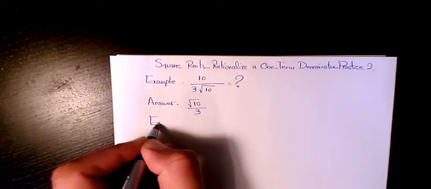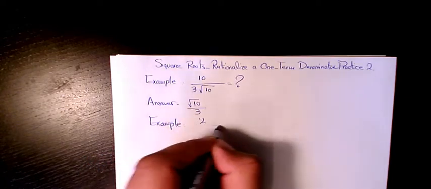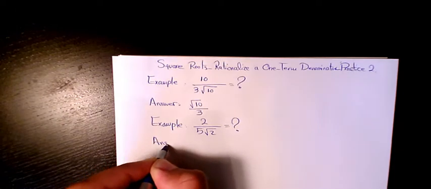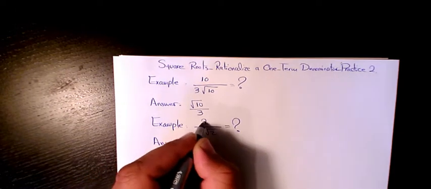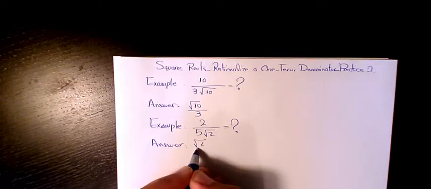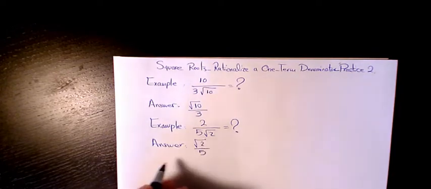So let's do another example. It is 2 over 5 root 2. Again, in this one we can divide 2 over root 2. 2 divided by root 2 is just going to be root 2. So root 2 divided by 5, and that's the final answer, and it's rationalized already.